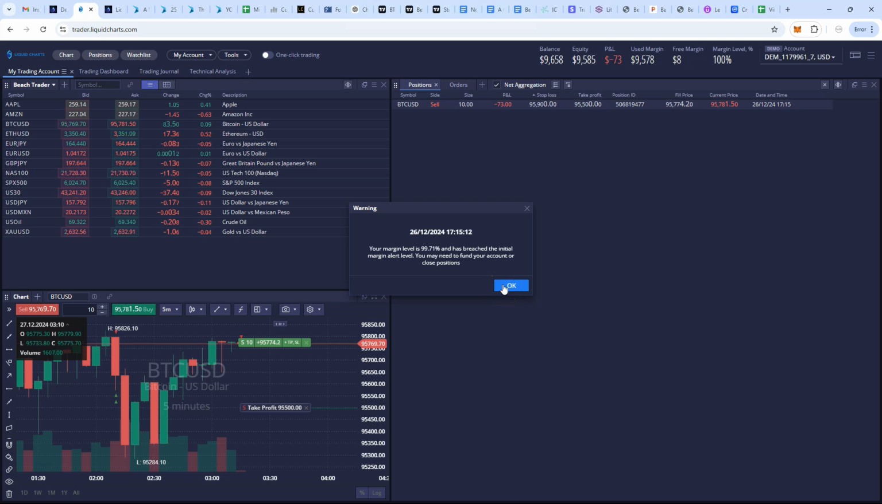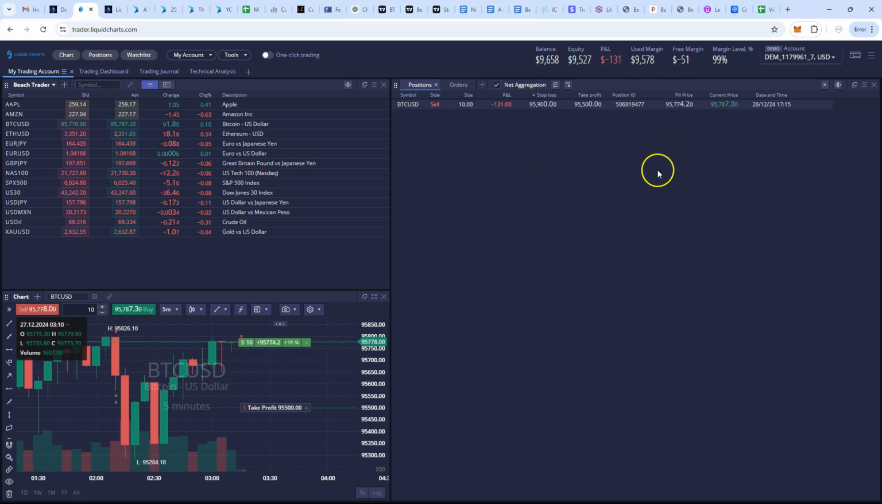And it says our margin level has breached. Okay, and then we're going to hit OK. And let's see here. And it's moving and grooving. And we're going to have to wait a little while. See, the free margin is actually in negative right now. And that's not a good thing.